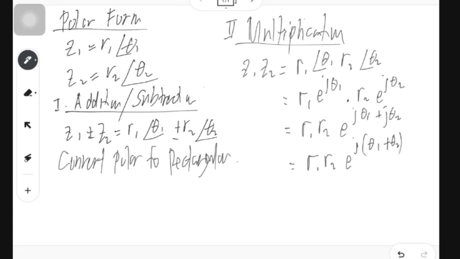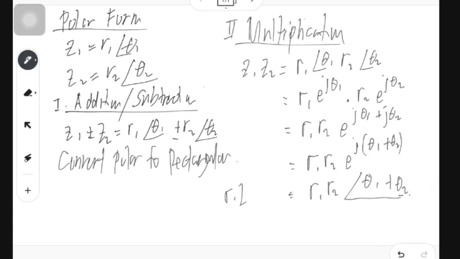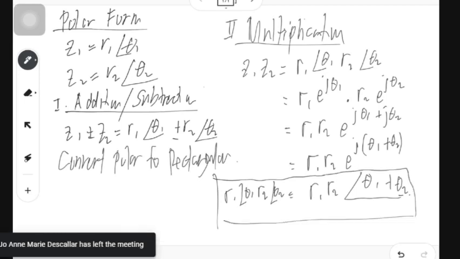I hope you can follow. It is in exponential form. If we're going to convert back to polar, the result is R1 times R2. In polar form, you have here theta sub 1 plus theta sub 2. So as what I have told you earlier, no? In multiplying complex quantity in polar form, R1 bar angle of theta sub 1 times R2 bar angle of theta sub 2, multiply the magnitude, then add the angle. As simple as that. What about when it comes to division?